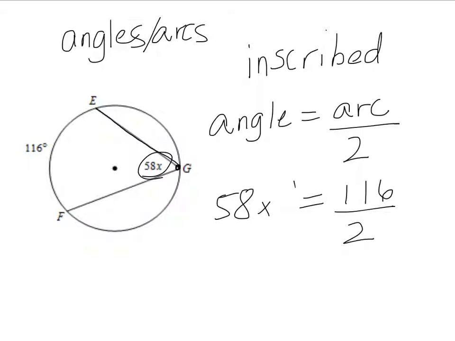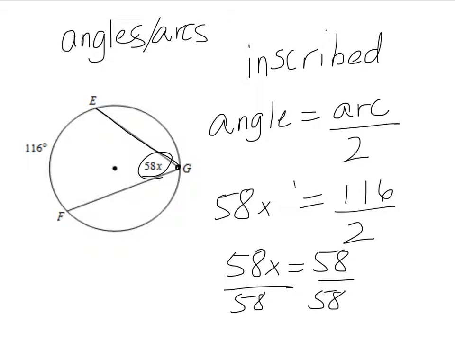And the arc is 116. So 116 divided by 2 is 58. So 58x equals 58. Now I divide by 58 on both sides so that I can isolate x, and x equals 1. So the value of x in this is 1.